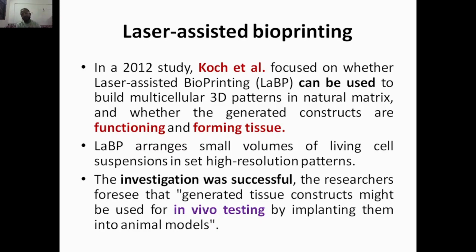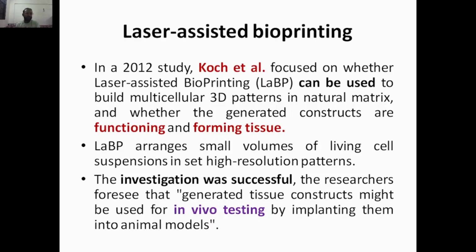LaBP, laser assisted bioprinting, arranges small volumes of living cell suspension in a set of high resolution patterns. Bioprinting, as all of you know, 3D printing and 3D bioprinting, there is a difference. In biology for engineering, I have explained it in detail in the biology for engineering playlist. You can go through that video to understand the difference between 3D printing and bio 3D printing.